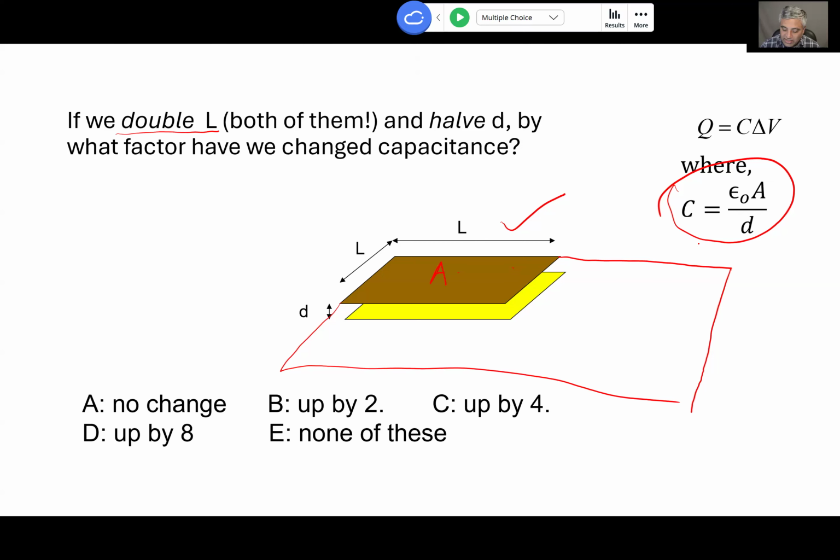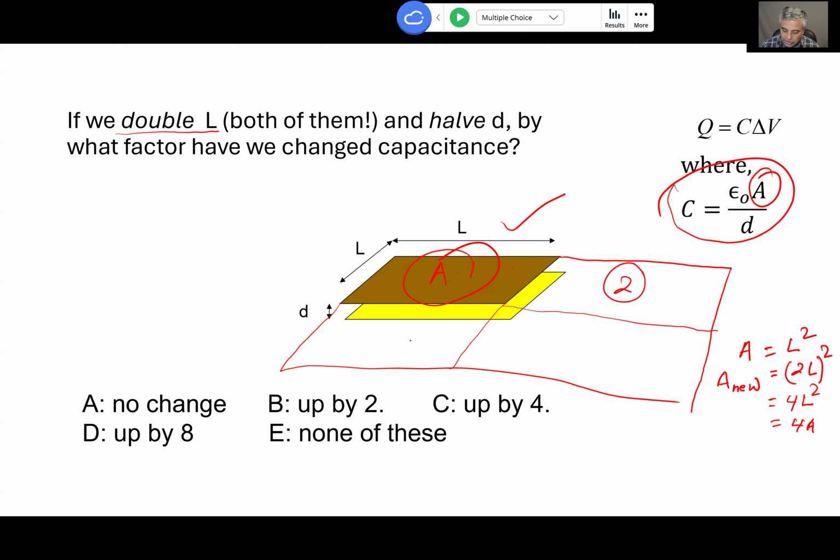So we are changing both of these, right? A is changing. When you double the length, what happens to the area? In a square, area is length squared. When you double the length, the area becomes 4L squared, which means it is 4 times the original. And from geometry, see how I drew it? Now it's like 1, 2, 3, 4 of such areas. My drawing is not perfect, but tentatively you can tell there are 4 there. So area becomes 4 times the original area.